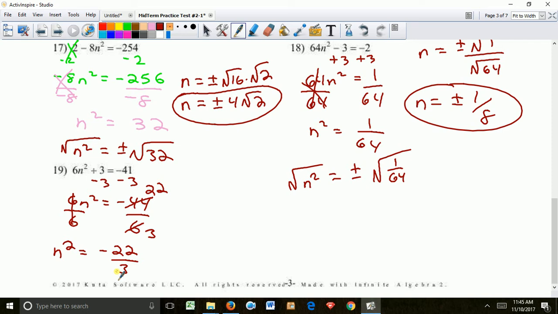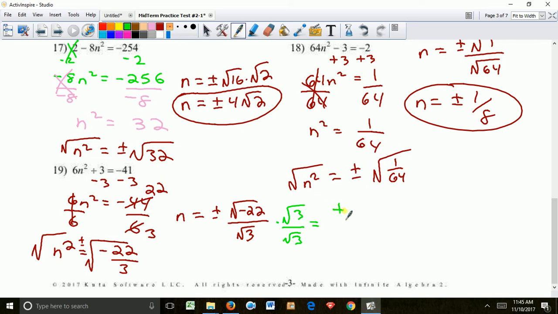You then take the square root of both sides. So now we get n is equal to, don't forget my plus or minus signs, plus or minus the square root of negative 22 divided by root 3. This one you have to rationalize the denominator, so you can multiply the top and bottom by the square root of 3. So now you get plus or minus the square root of negative 66 divided by 3.